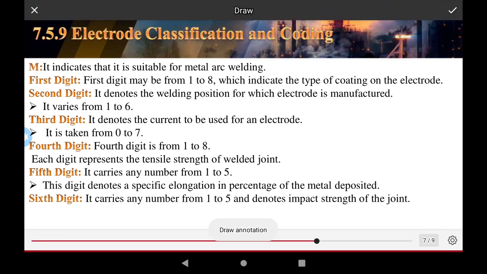M indicates the suitable form of arc welding. The first digit may be 1 to 8, which indicates the type of coating on the electrode. The second digit presented in the standard denotes the welding position and the position of application of the electrode in the manufacturing operation of the welding.